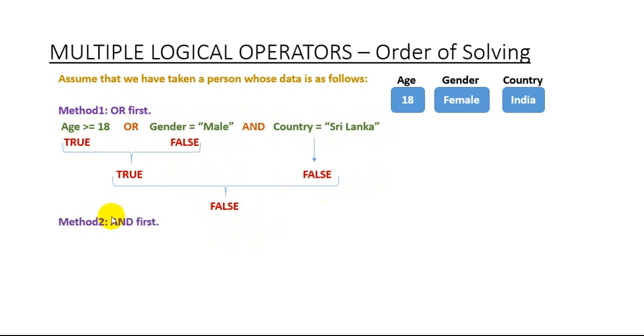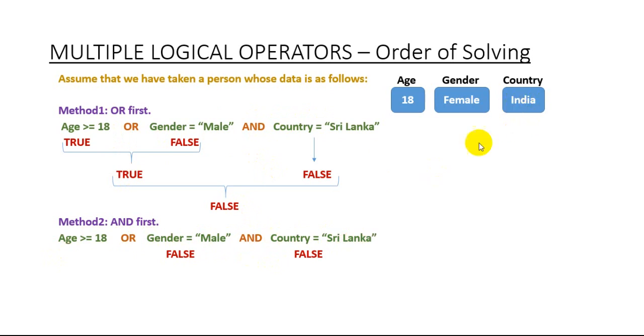Now let's do the AND first for the same equation. To do the AND first, we will evaluate these two conditions. Country equals Sri Lanka is false because it's India. Gender equals male: gender is female, so that is also false. Now we are going to evaluate the AND first. Age greater than or equal to 18 is true, because it is equal to 18. So from here you get a true. From this, since it's AND, this is a false.